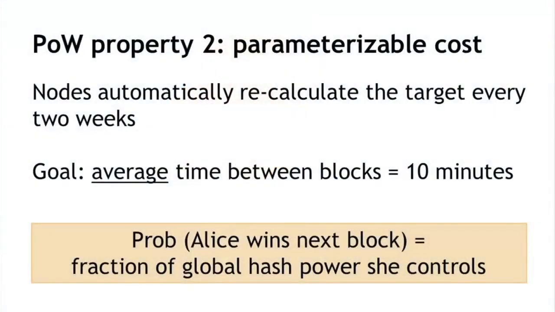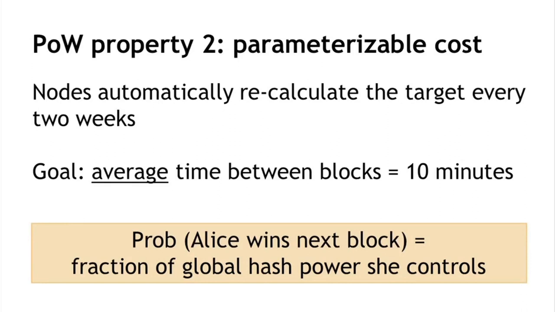So there's a very nice formula to capture this, which is that the probability that any given miner, Alice, is going to win the next block is equivalent to the fraction of global hash power that she controls. Which means that if she has mining hardware that's about 0.1% of total hash power, she will compute roughly 1 in every 1,000 blocks. So why does this readjustment happen? Why do we want to maintain this 10-minute invariant? Well, the reason is simple.